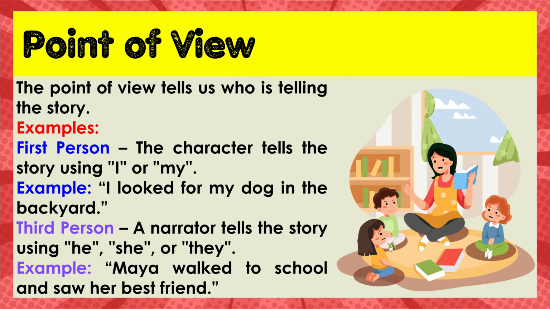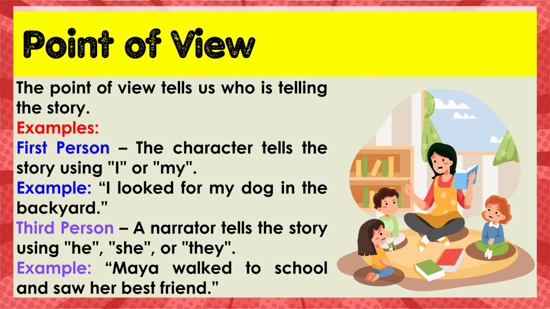Point of view. The point of view tells us who is telling the story. For example, in the first person point of view, the character tells the story using I or my. Example, I look for my dog in the backyard. And in the third person point of view, a narrator tells the story using he, she, or they. For example, Maya walked to school and saw her best friend.